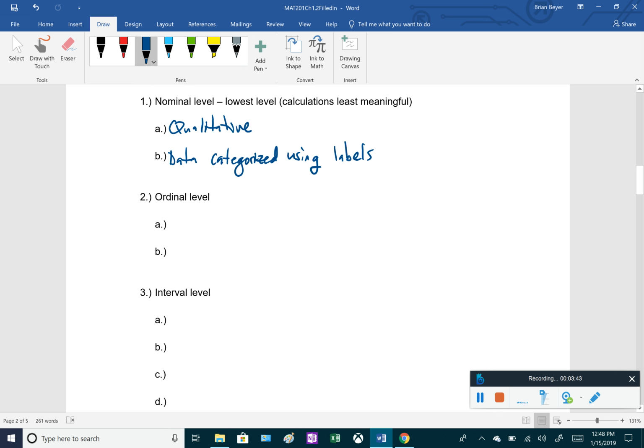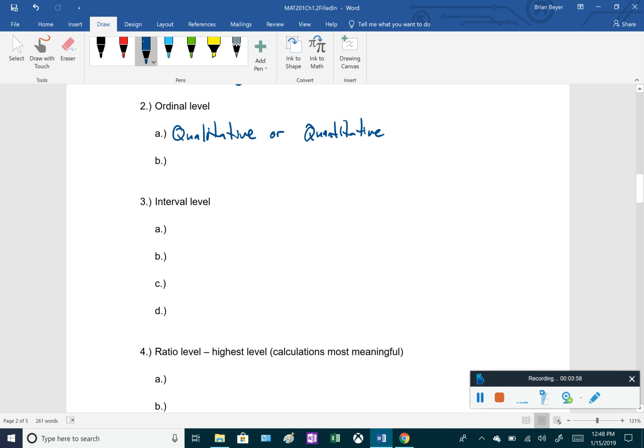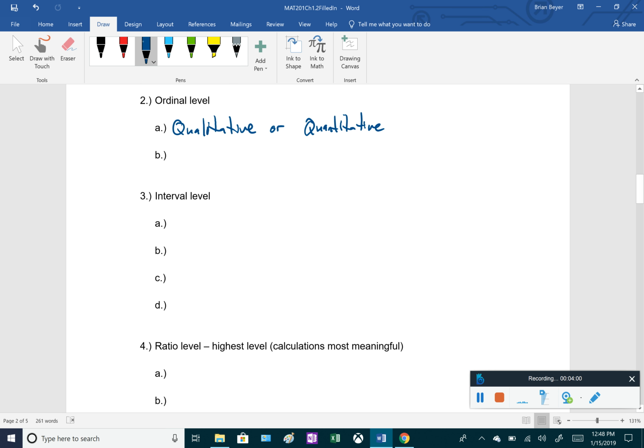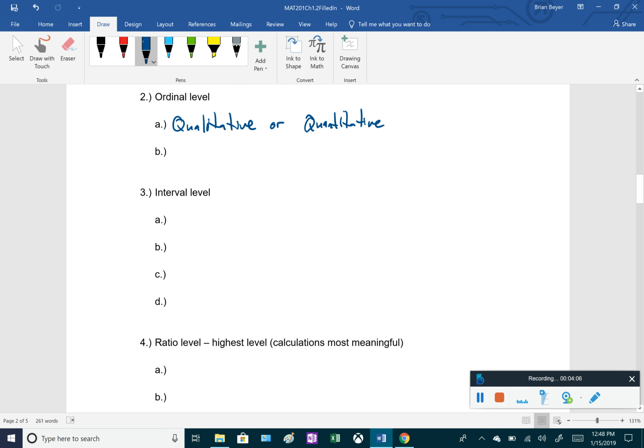The next level is going to be the ordinal level. This can actually be qualitative or quantitative. So that one could be either or. And for the ordinal level, just like the name suggests, ordinal or order, this means that the data can be put in order. So there's some order to the data.